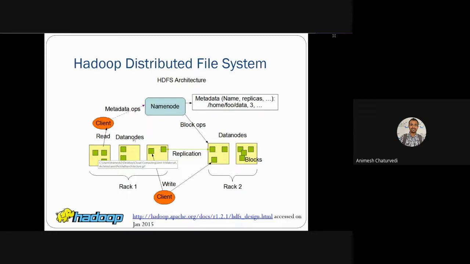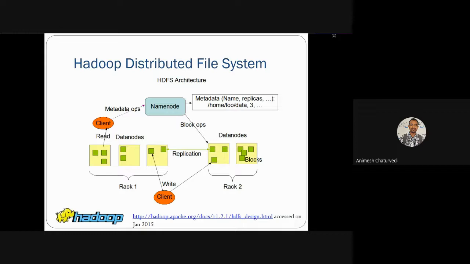Then you have the data nodes. You can assume the name node is a master node and the data nodes are basically slaves. These data node slaves store the various data and create replication among each other, meaning they know where the file has been replicated, and all this information is kept at the name node. So the client reads the data from the data node, as directed by the name node.